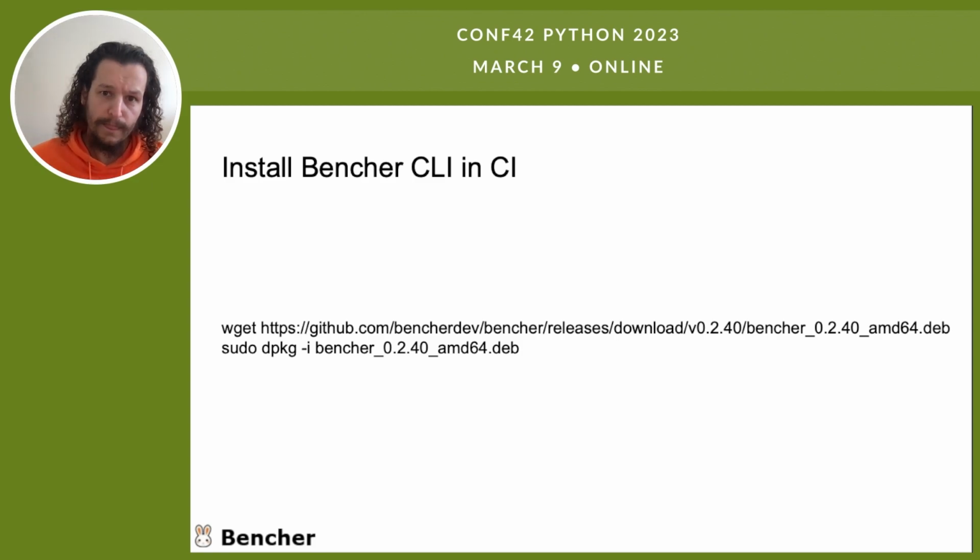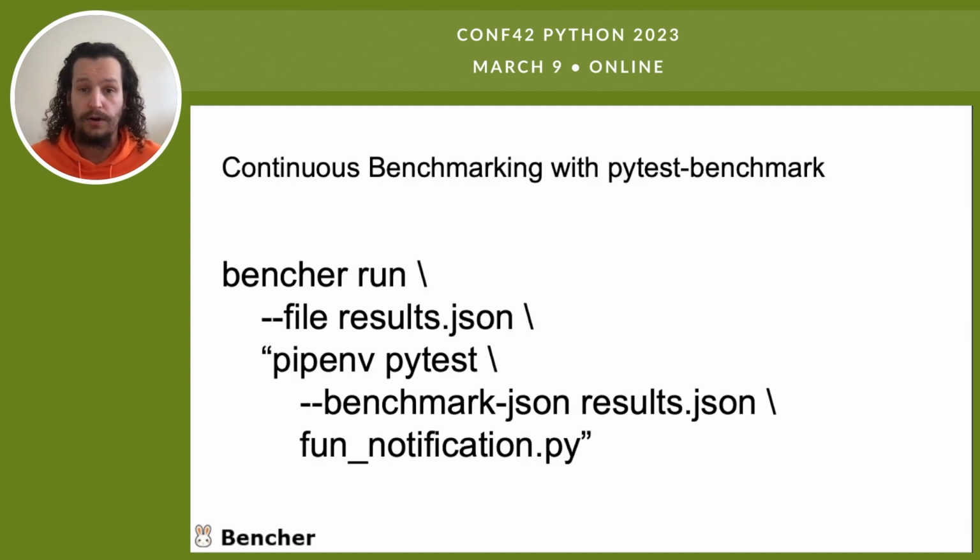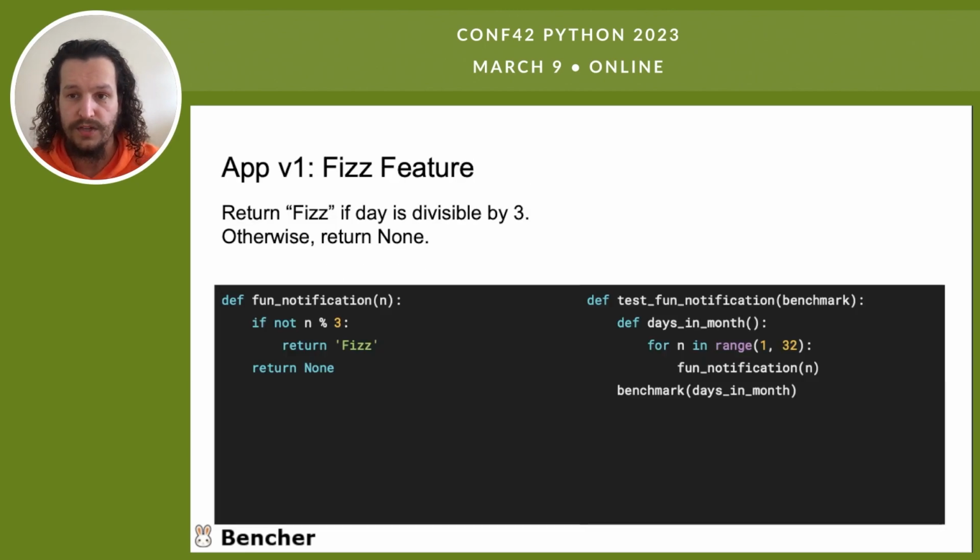And then in order to run that in CI, we would need to download the Bencher CLI and install it. It's just a simple Debian package and super quick and easy. And then we'd run that as part of our CI process. And here we're keeping with the pytest benchmark example, and we are going to output our results to a JSON file, and then Bencher, the CLI, will read that in and take that information and store our results. So that's great. We've got our version 1 instrumented.